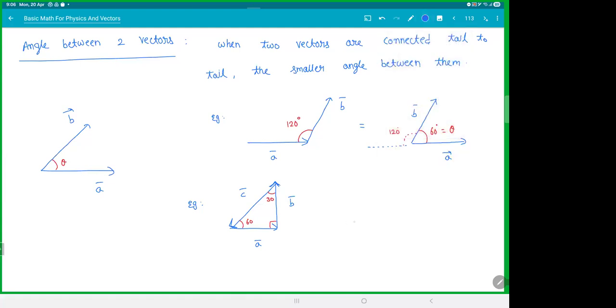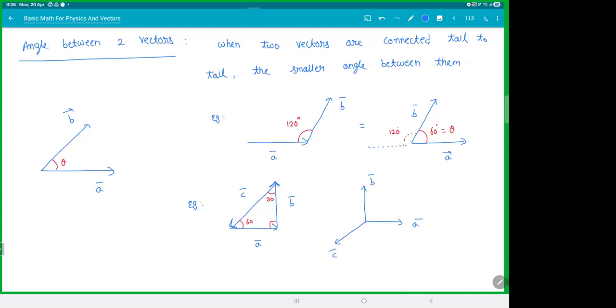Okay, see, I will keep B as it is. I'll push A forward. And this was easy. So the angle between A and B was 90. And I can even push C also this way, like this.